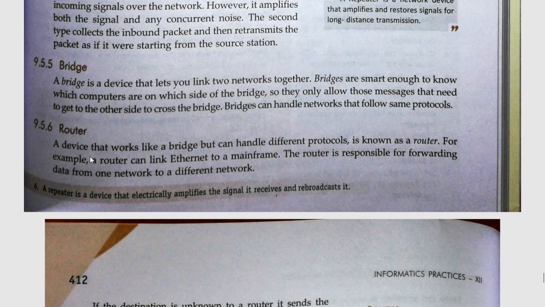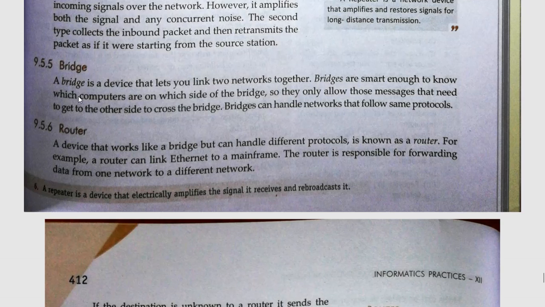Here this is the router. So with the router, you already understand that whenever we are using a particular internet connection or different types of network which is outside from a LAN connection, you need a router device to connect that outer network to our internal network. So you can say here that a device that works like a bridge but can handle different protocols is known as a router. For example, a router can link Ethernet to a mainframe. The router is responsible for forwarding data from one network to a different network.